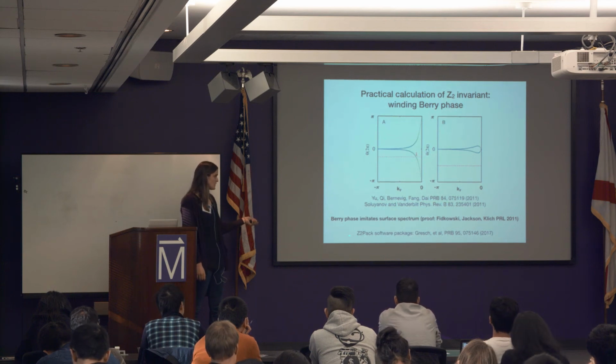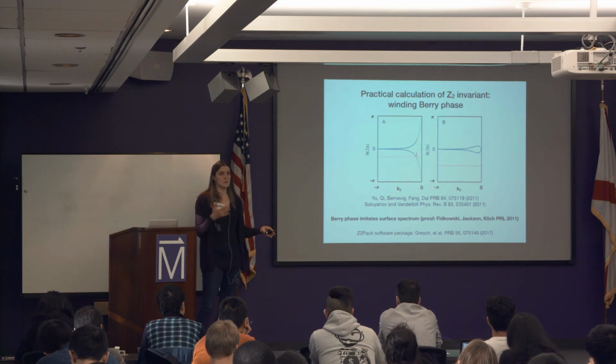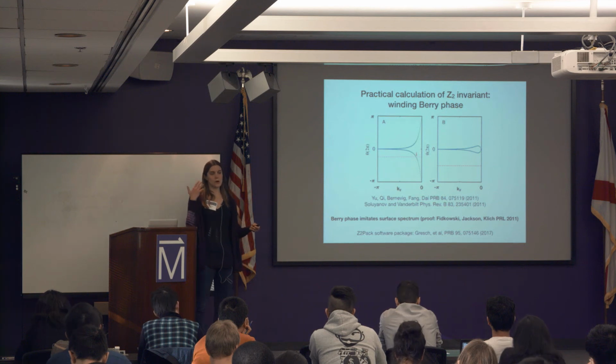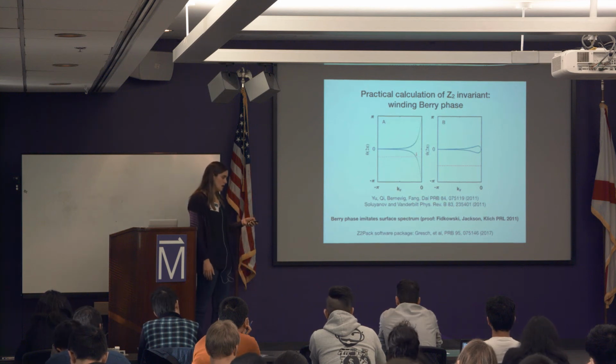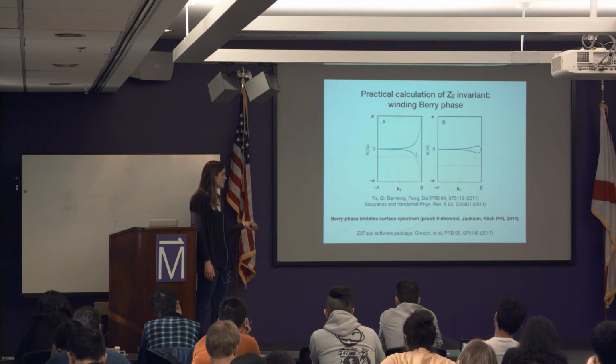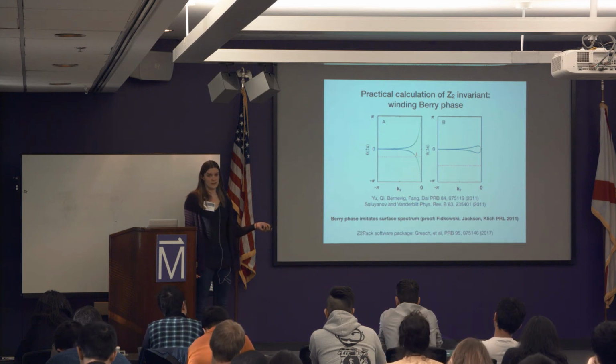And on another practical level, I just wanted to say there are some software packages, this is just one example, which will compute the Z2 invariant for you. So if you have some tight binding model or some output of a DFT calculation, you can put that into this Z2 Pack, and it'll spit out the Z2 invariant for you.